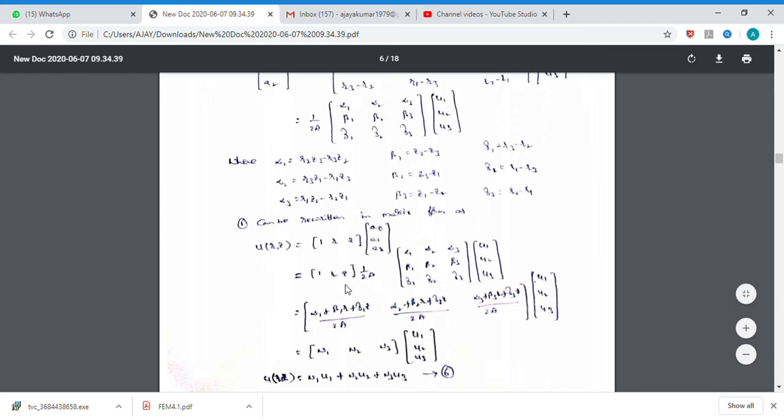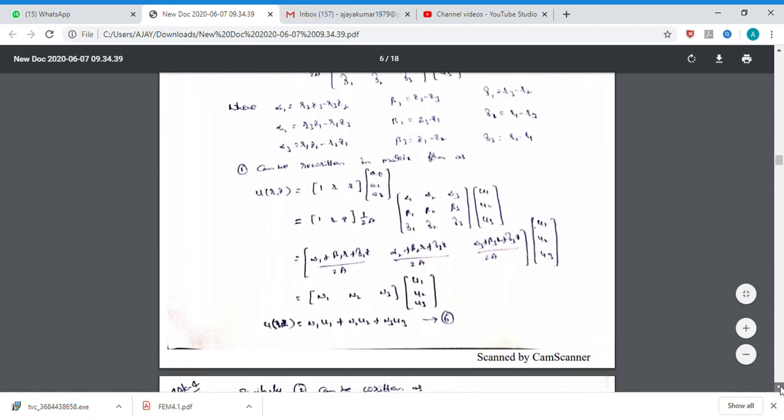If you take the multiplication, we get alpha 1 plus beta 1 R plus gamma 1 Z by 2A, alpha 2 plus beta 2 R plus gamma 2 Z by 2A, alpha 3 plus beta 3 R plus gamma 3 Z by 2A, into U1, U2, U3. Here it is in the form of N1, N2, N3 into U1, U2, U3, that is N1 U1 plus N2 U2 plus N3 U3. What are N1, N2, N3? N1, N2, N3 are the shape functions in the radial direction.